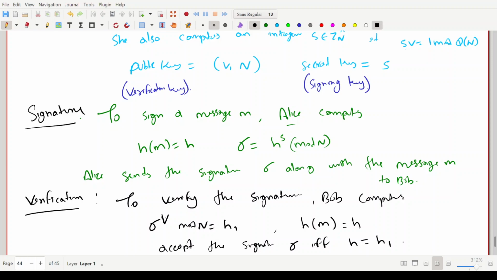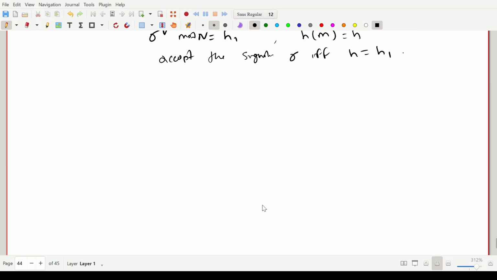Correctness is as follows: I am computing sigma raised to V. What is sigma? H raised to S. So it will be H raised to SV, and SV modulo phi of n is 1. So it will be the hash value. Now, I told you that we need a hash function.